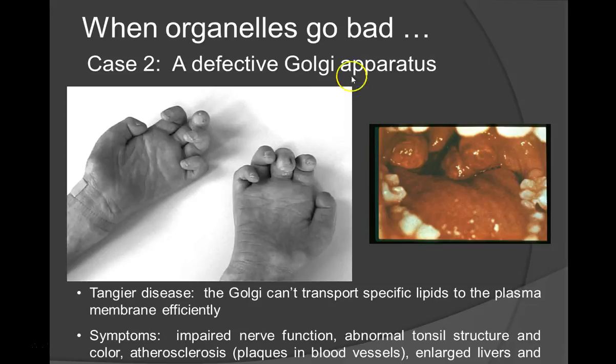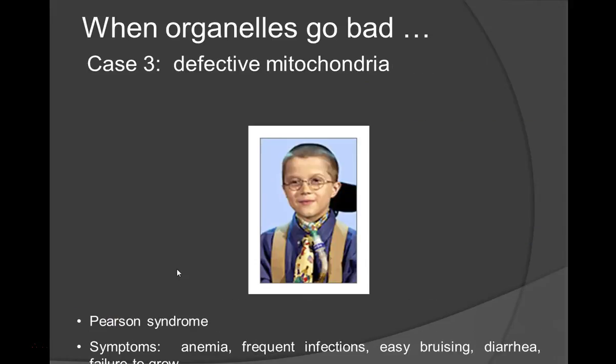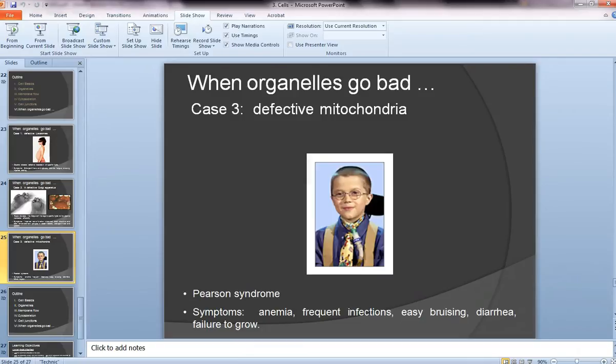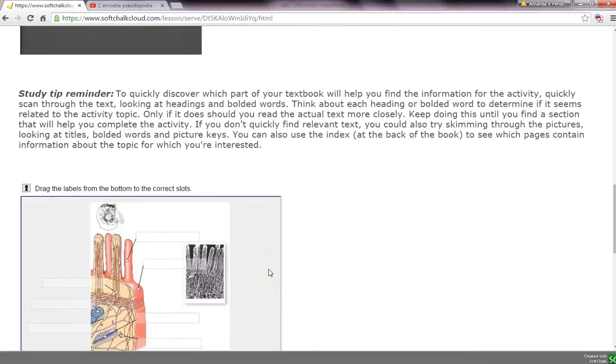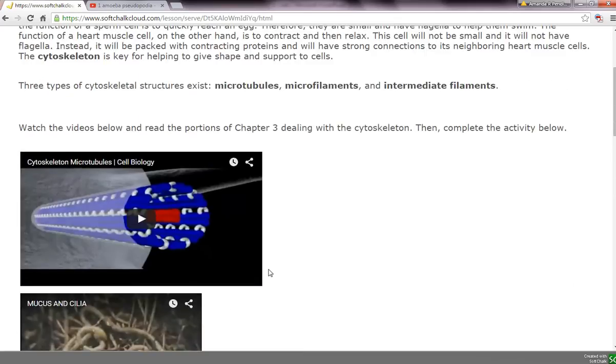This is another one, a defective Golgi apparatus. This individual ends up with Tangier disease. You can read about that. And Pearson syndrome is a defective mitochondria. Again, I'm not necessarily asking that you memorize these diseases, but I want you to think through the logic of it. What does it look like when these organelles aren't working properly?